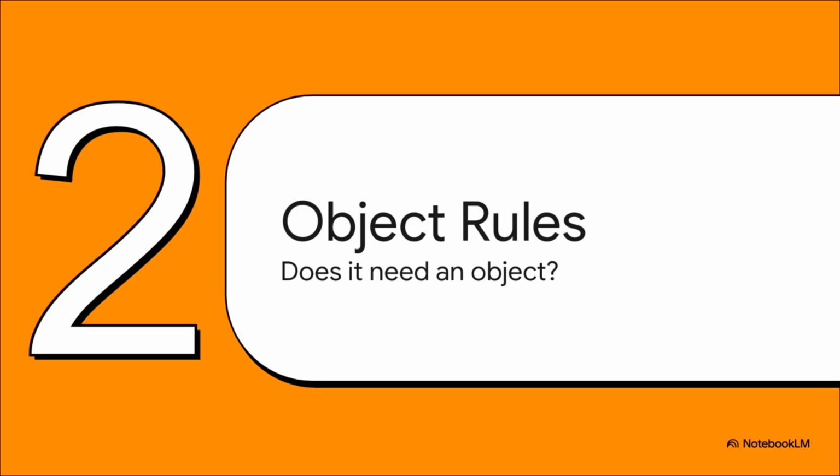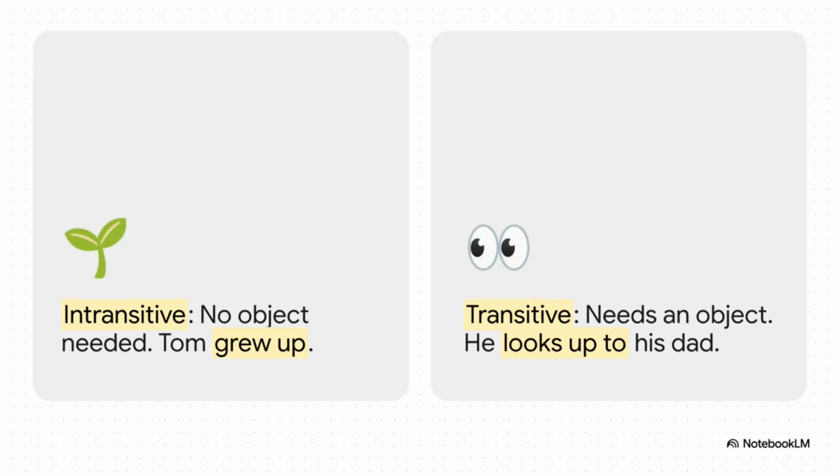Does it need an object? Now let's start Tom's day and hit our first major grammar rule. This is a total game changer for speaking accurately. Intransitive verbs stand perfectly on their own, while transitive verbs demand a direct object. For example, Tom grew up in London. The verb grow up means to mature. It doesn't need an object.